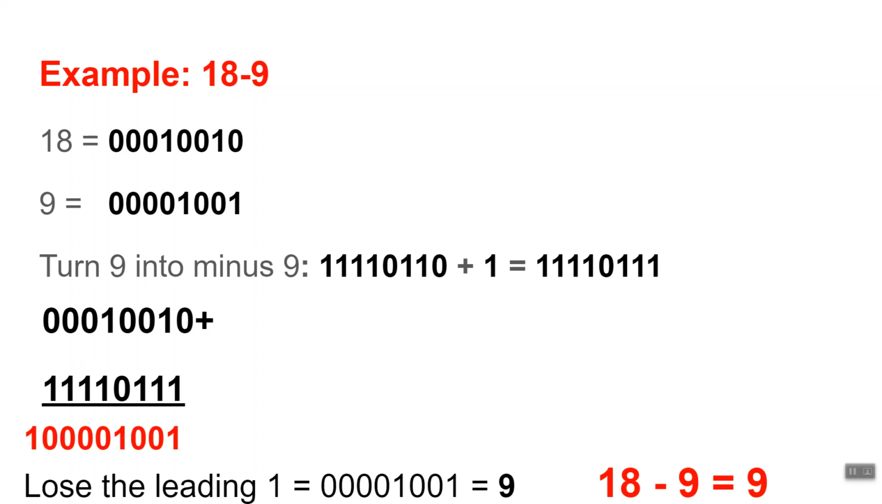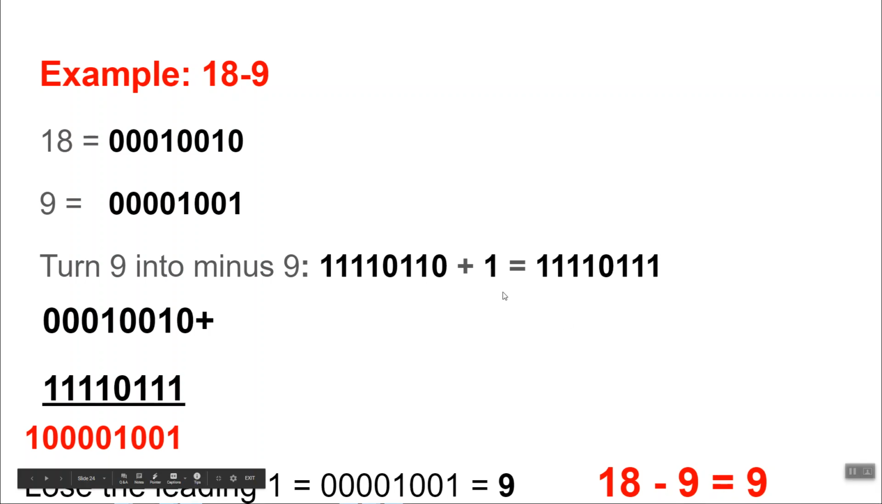And you end up with that. And then what we do is we lose the leading one. We lose the one on the left-hand side there. But you can see if I get rid of that, what I've done is I've ended up with 9, or you hopefully ended up with 9, and indeed 18 minus 9 is 9.